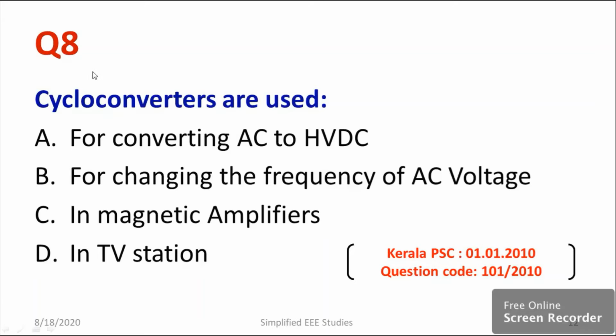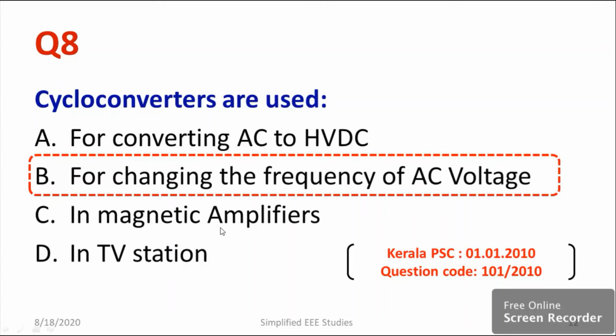I would like to discuss question number 8. Cycloconverters are used, option A, for converting AC to HVDC; option B, for changing the frequency of AC voltage; option C, in magnetic amplifiers; and finally, in TV stations. So what is a cycloconverter? It is basically an AC to AC converter. The main application of a cycloconverter is to convert the input frequency from one range to an output frequency in a different range. So basically, it is a frequency changer. So I can go for option B, for changing the frequency of AC voltage.